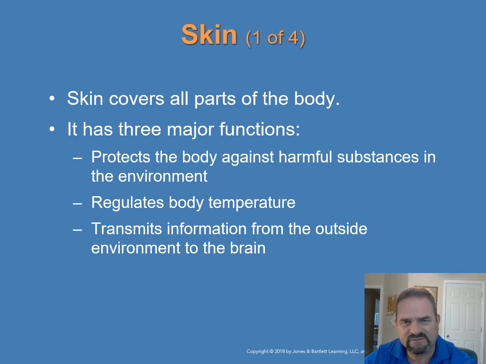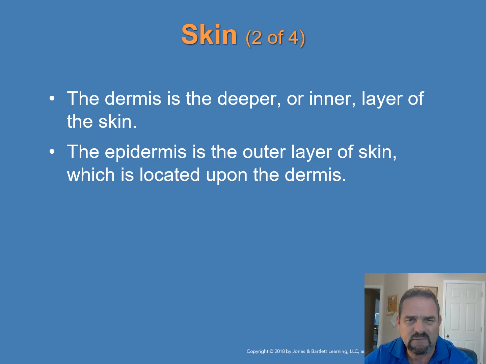Okay, let's talk about the skin. Skin covers all parts of the body. It has three major functions. It protects the body against harmful substances in the environment. It regulates body temperature and also transmits information from the outside environment to the brain. The dermis is the deeper or inner layer of the skin. The epidermis is the outer layer of skin, which is located upon the dermis.